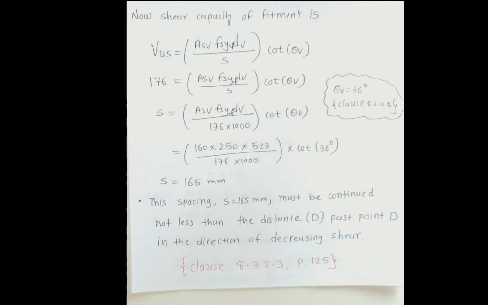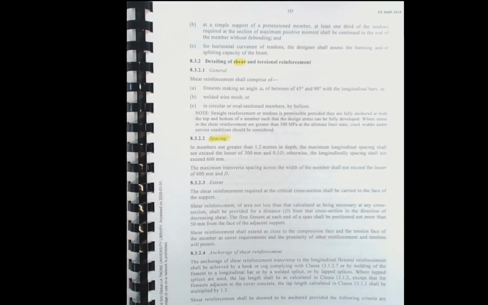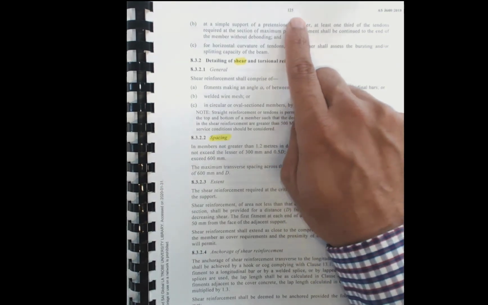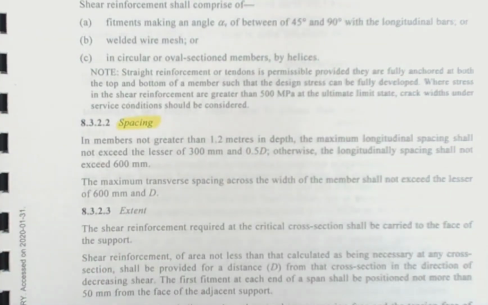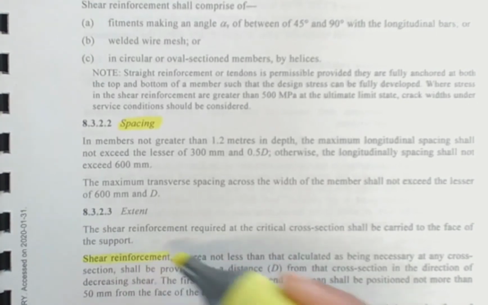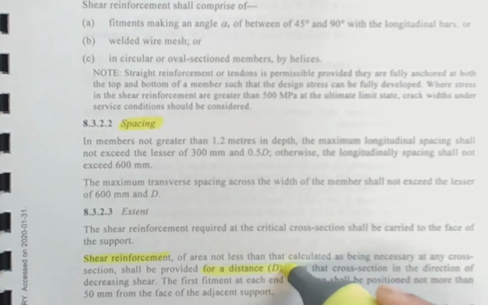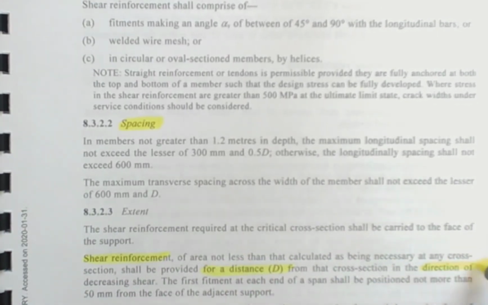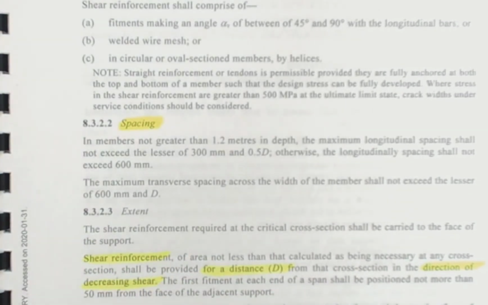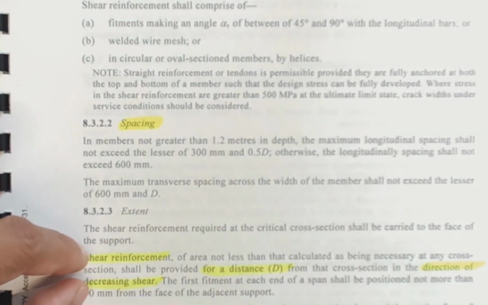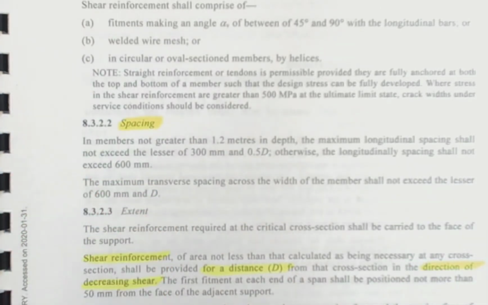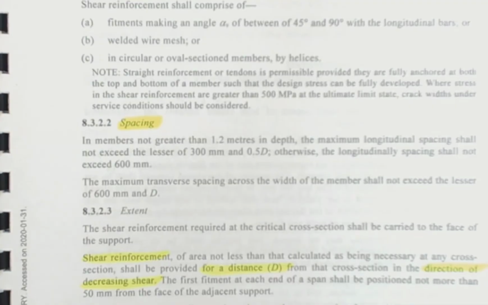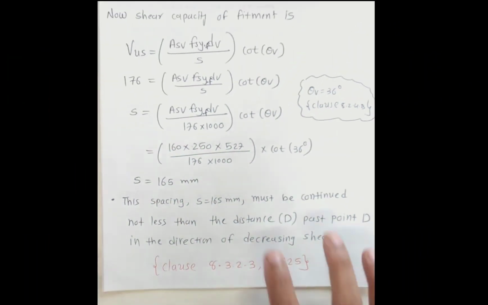125. If you go to page number 125, clause 8.3.2.3, it says that shear reinforcement should be provided for a distance D in the direction of decreasing shear. So if you read these three lines, it is completely mentioning that we need to provide that extra shear reinforcement passing to the distance D. So that's what is written here.